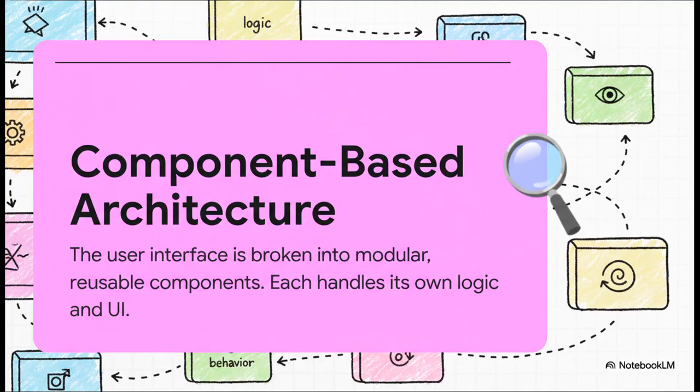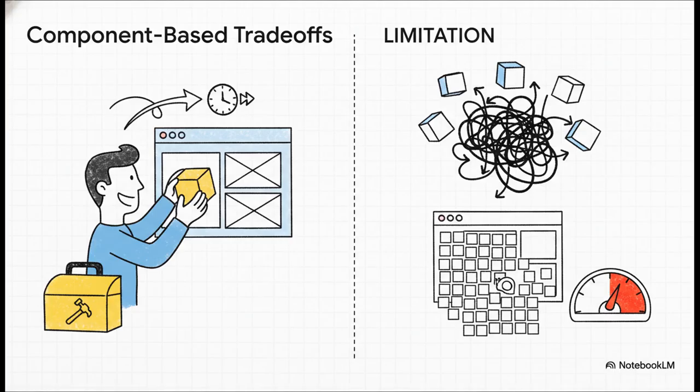This was a fundamental shift, you guys. Each component was like its own little self-contained world. It managed its own logic, its own styling, its own behavior. All of a sudden, your code was 1,000 times easier to read, to debug, and to test. It was a massive win for developers. But, you know, nothing's ever that simple, right?